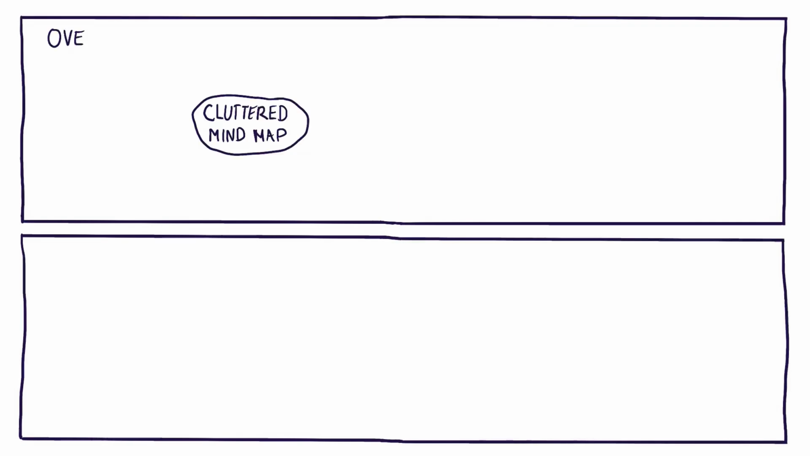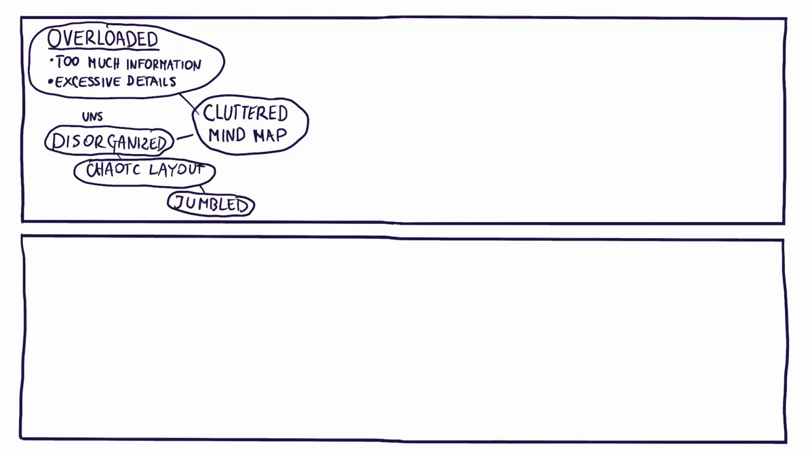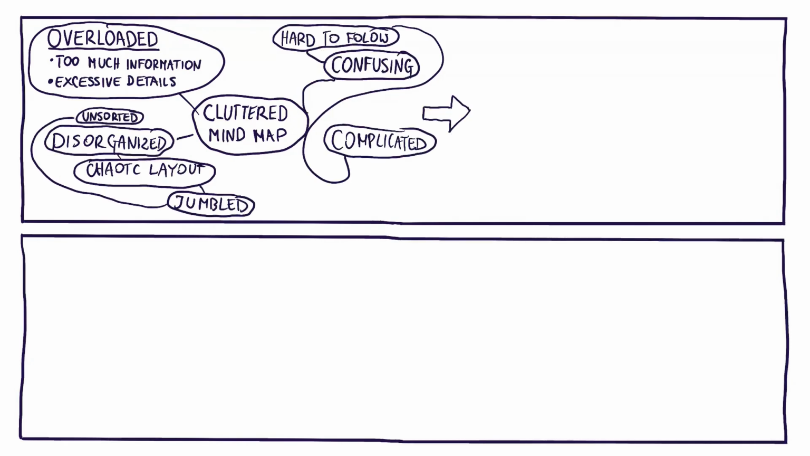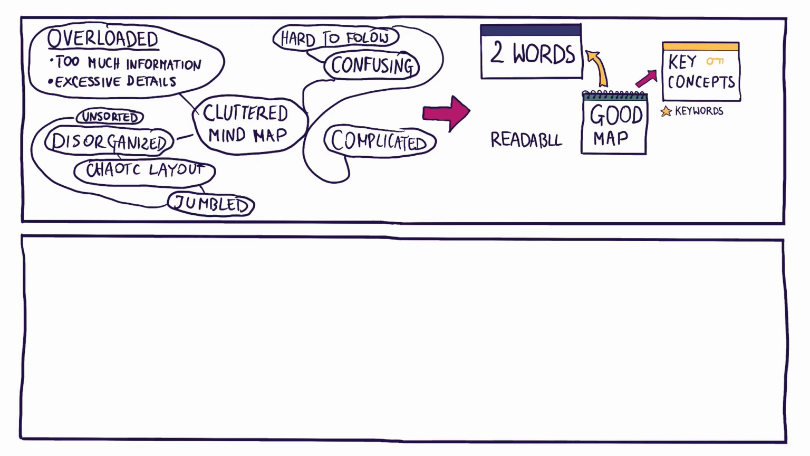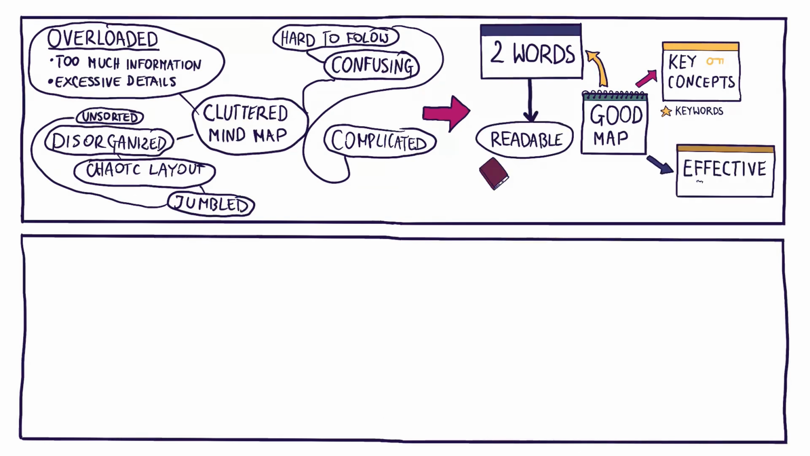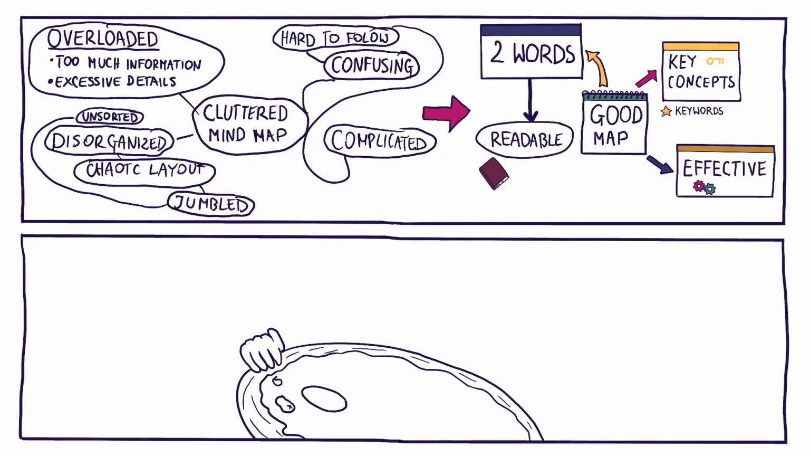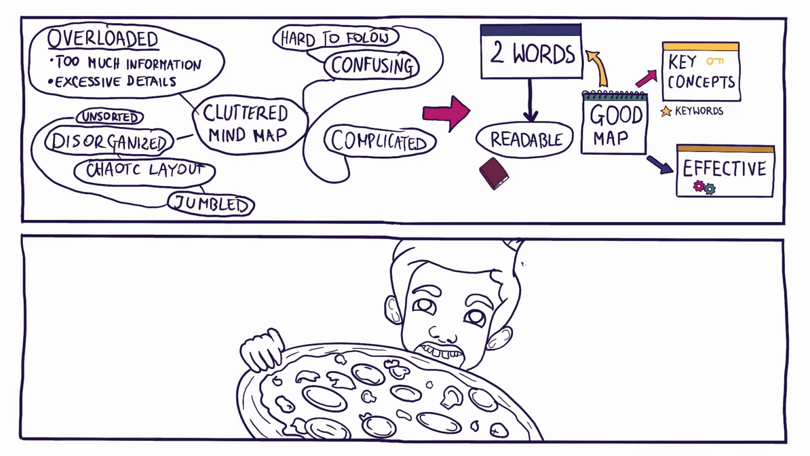First, overloading the map. Many people cram too much information into their maps, leading to cluttered and confusing visuals. To fix this, focus on key concepts and use keywords rather than full sentences. Limit each branch to 1 or 2 words to keep it clean and readable. This helps your brain process and recall information more effectively, avoiding cognitive overload. Think of it as trying to stuff an entire pizza into your mouth at once. Better to take it one slice at a time.